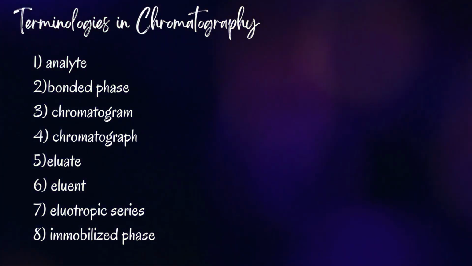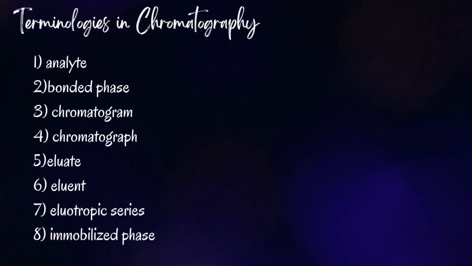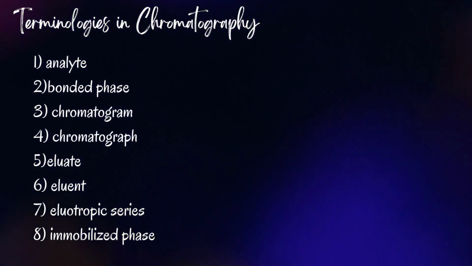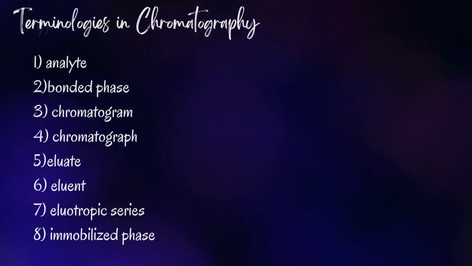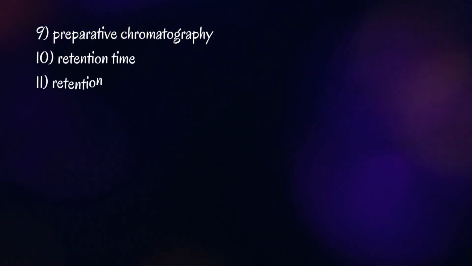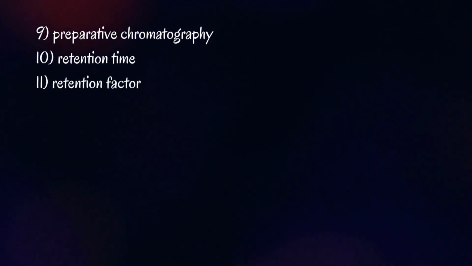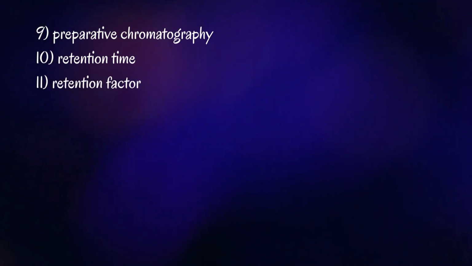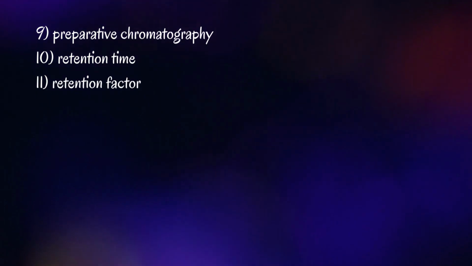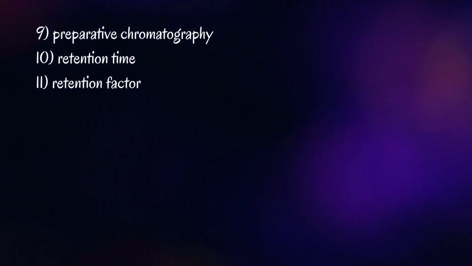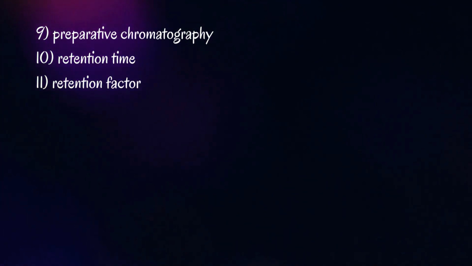The eluate is the analyte material that emerges from the chromatograph. It specifically includes both the analytes and solutes passing through the column. Next is the eluent. Eluent is the carrier portion of the mobile phase. It moves the analytes through the chromatograph. Next is eluotropic series. Eluotropic series ranks the solvents by their ability to displace solutes from a given adsorbent.